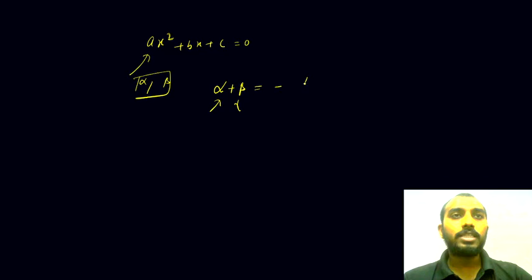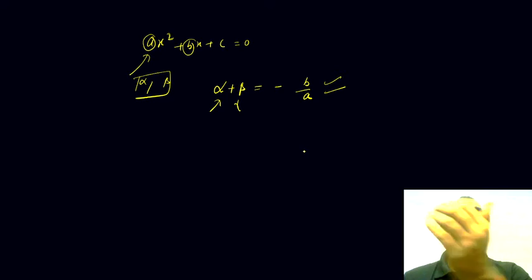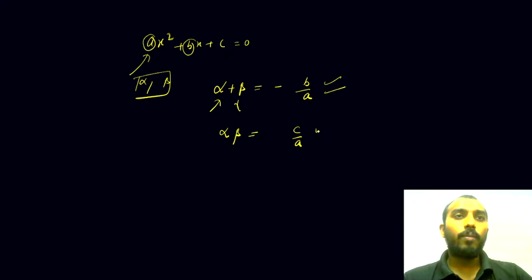Minus b upon a. What is b? The coefficient of x, and a is the coefficient of x square. This will give you the sum of roots of the quadratic equation. There is no need to find the exact roots. Also the product of roots becomes c by a. These are the two formulas. c is the constant term and a is the coefficient of x square.